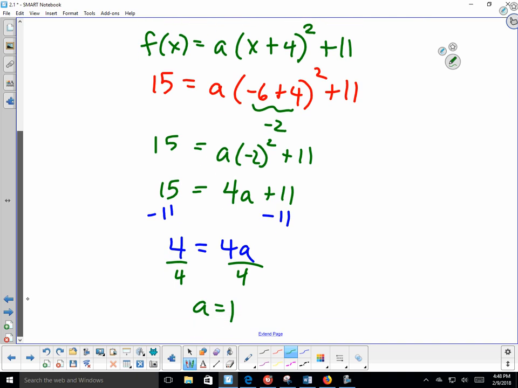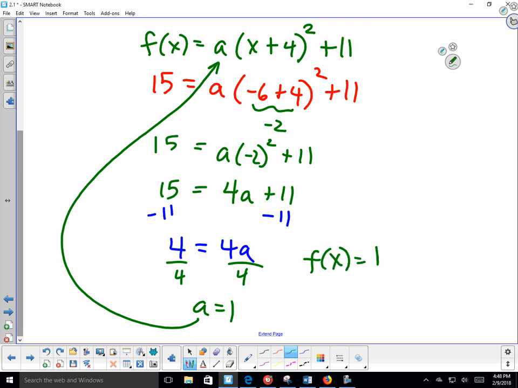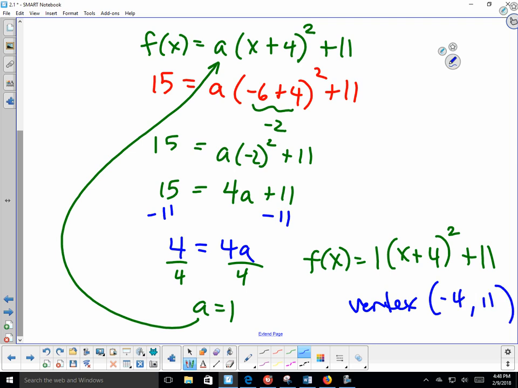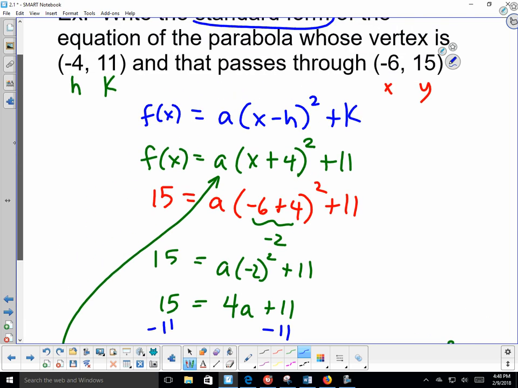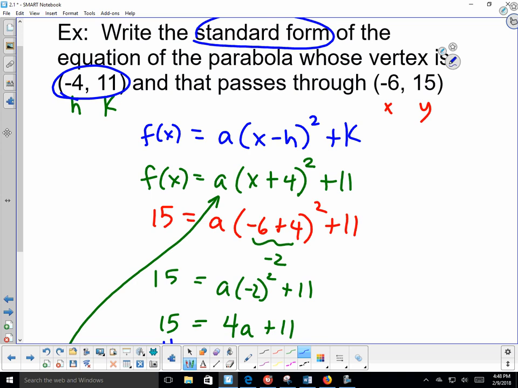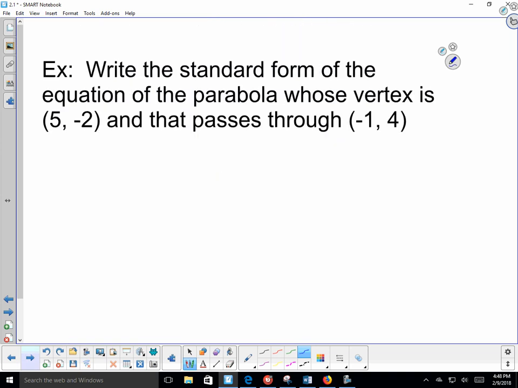So when we write this function, now all we need to do is plug in that a value that we just found right here in this model. So our answer is going to be f of x equaling 1 times x plus 4 quantity squared plus 11. And what's the vertex going to be? Vertex, well, we already knew that. That was given to us, negative 4, 11, right? Yep, vertex negative 4, 11. Let's try one more of these.